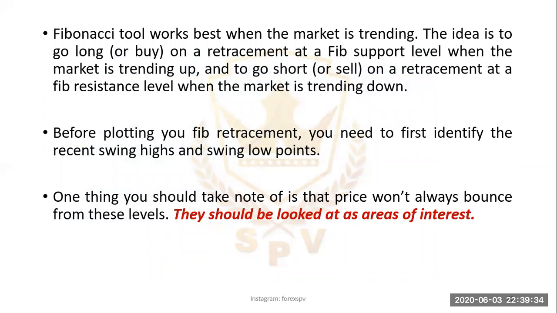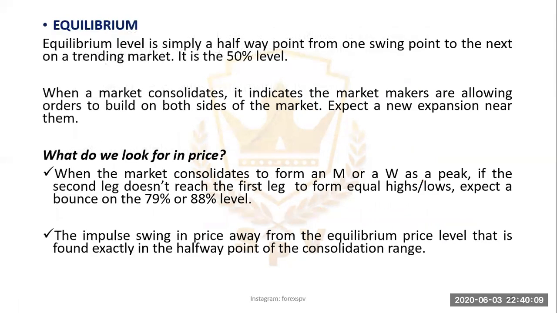The Fibonacci tool works best when the market is trending. The idea here is to go long or buy on a retracement at a Fibonacci support level when the market is trending up, or to go short or sell on a retracement at a Fib resistance level when the market is trending down. Before you plot these Fib retracements, you need to first identify the recent swing highs and the recent swing lows. You should note that price will not always react to these levels, so they should be looked at as areas of interest.